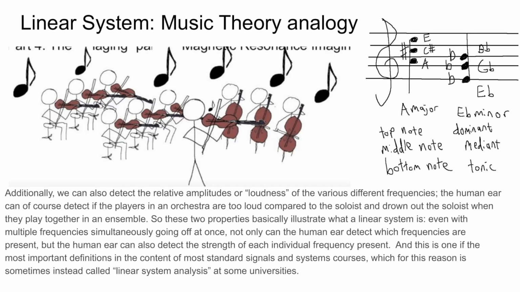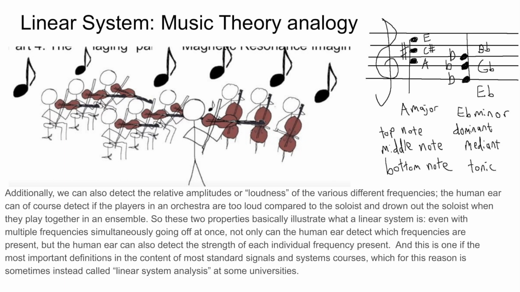Additionally, we can also detect the relative amplitudes or loudness of the various different frequencies. The human ear can of course detect if the players in an orchestra are too loud compared to the soloist and drown out the soloist when they play together in an ensemble. So these two properties basically illustrate what a linear system is. Even with multiple frequencies simultaneously going off at once, not only can the human ear detect which frequencies are present, but it can also detect the strength of each individual frequency present.